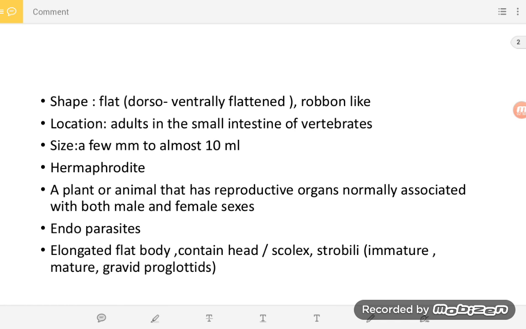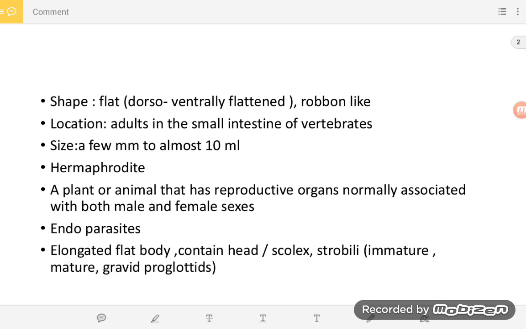The location of the adult is the small intestine of the vertebrate. So the habitat of this parasite, the adults, they are present in the small intestine of the vertebrate. When we consider the size of this parasite, it is a few millimeters to meters in size.